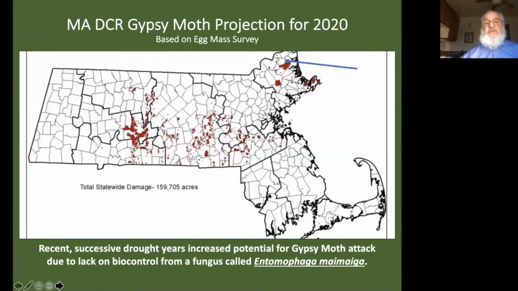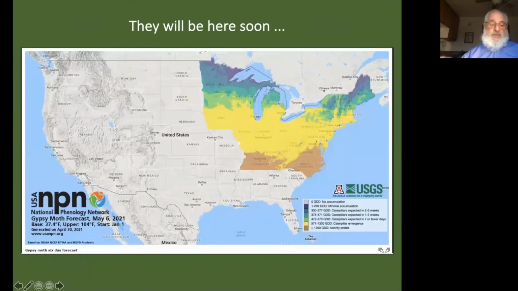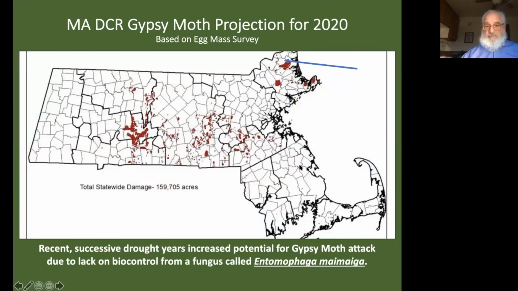Here's the projection for 2020 as to what happened, and you can see the red areas were hit pretty hard because we had a couple of drought years. And you can see West Newbury, up in the upper corner, is not in the red, but certainly we had our share of damage, and that's the name of the biocontrol from a fungus called Entomophaga maimaiga, or something like that.